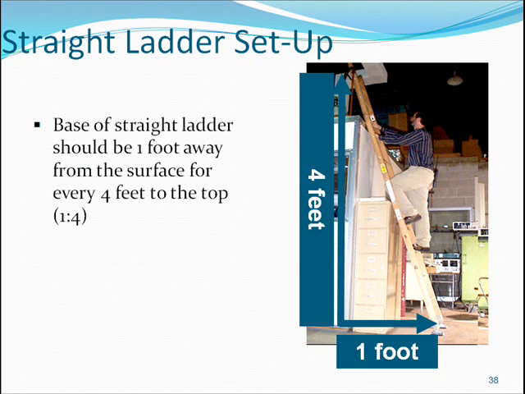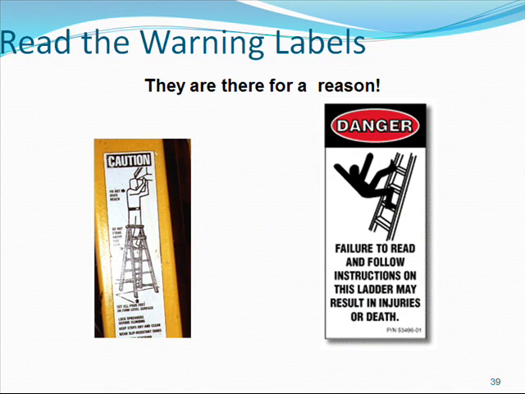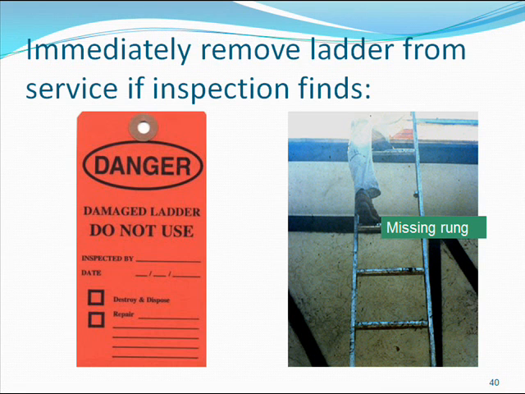Straight ladder setup. The base of a straight ladder should be 1 foot away from the surface for every 4 feet to the top. Read the warning labels. They are there for a reason. Immediately remove the ladder from service if inspection finds a missing rung or danger label.